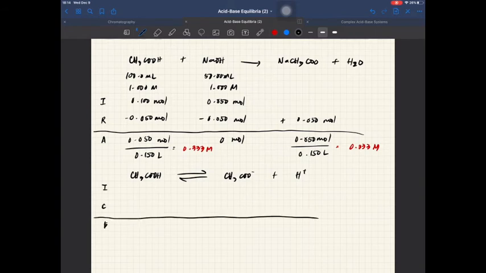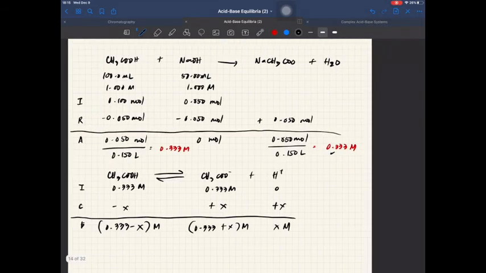And the initial concentration of acetic acid is 0.333 molar. For the product, we also have 0.333 molar. For the hydrogen ion, the initial is 0, so the change is minus x for the acid, plus x for the acetate, and plus x for the hydrogen ion. Therefore, after the reaction, the equilibrium concentrations are 0.333 minus x molar for the acid, and for the products, 0.333 plus x molar and x molar.